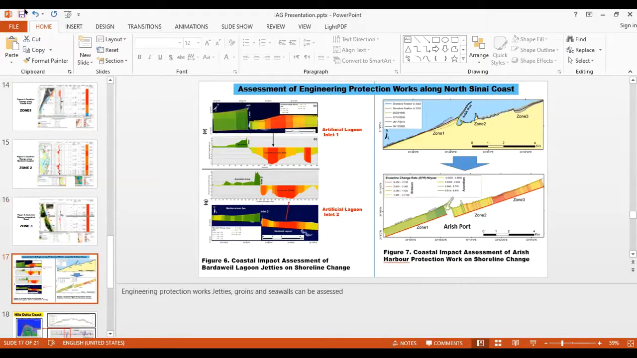Another paper used this technique in the North Sinai coastal zone to assess the impact of El Bardawil Lagoon jetties and artificial inlets. As you see in this slide, the impact of jetties on the artificial lagoon inlets, inlet one and two: there are impacts of the inlets, and a new coastal erosion zone has been produced along the coast, and for El Arish port and the protection zone. This engineering protection zone has been assessed using the same technique.